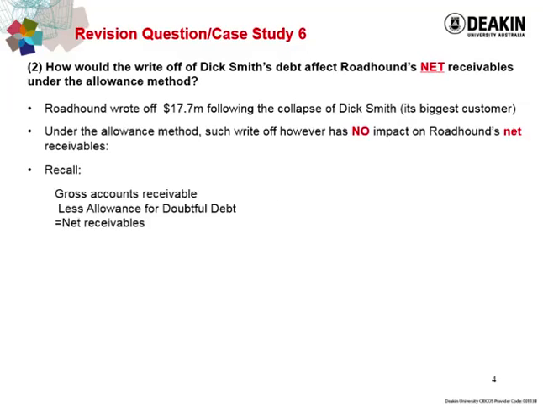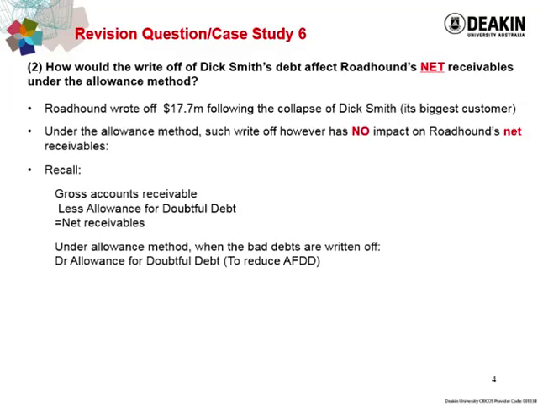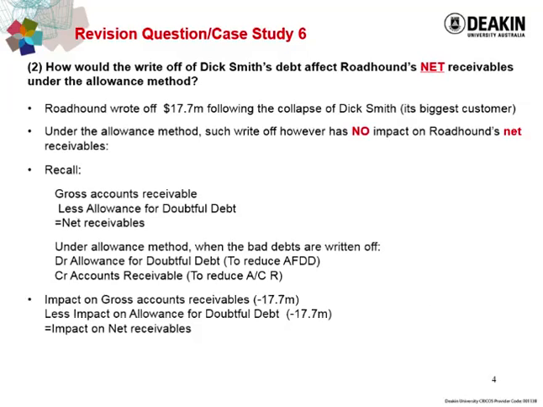Why is that so? Recall that on balance sheet, we present 3 lines: gross accounts receivable minus allowance for doubtful debt in order to derive net receivables. When the bad debts are written off under the allowance method, we debit allowance for doubtful debt to reduce the allowance, which is a contra asset account, and we credit to reduce accounts receivable. So mathematically, gross accounts receivable decreased by $17.7 million, and allowance for doubtful debt also decreased by $17.7 million. So mathematically, negative 17.7 minus negative 17.7, so it becomes negative 17.7 plus 17.7, which is zero impact on net receivables.